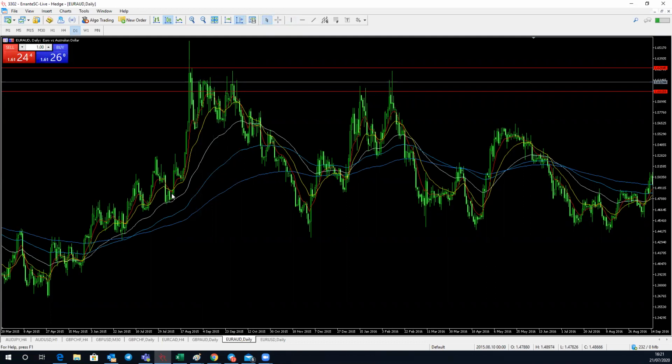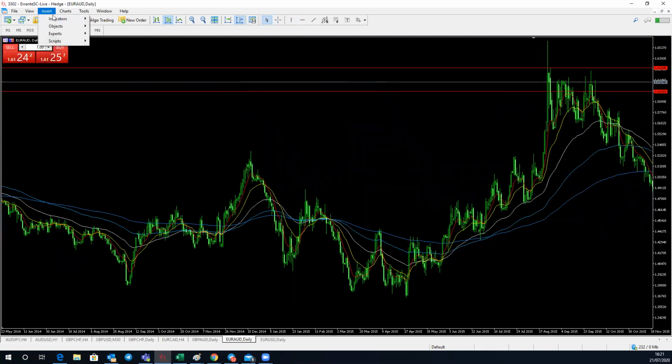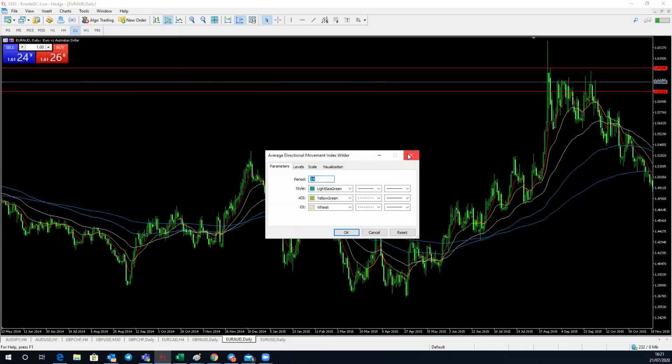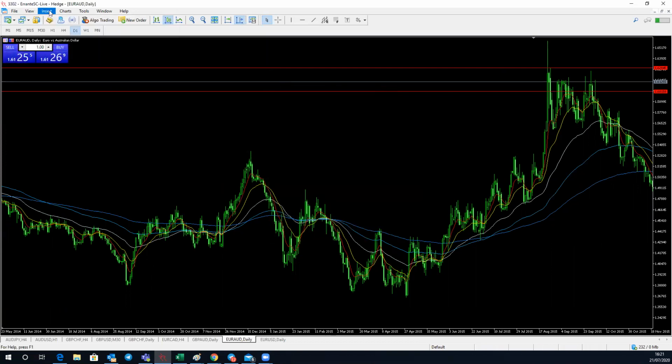Because we are looking at the daily chart, what we can then do is look into the ADX. Okay, not this one, the normal one.